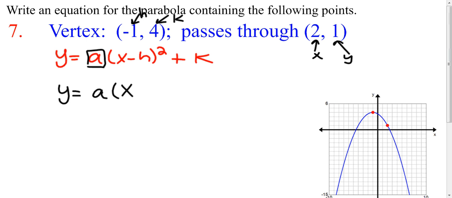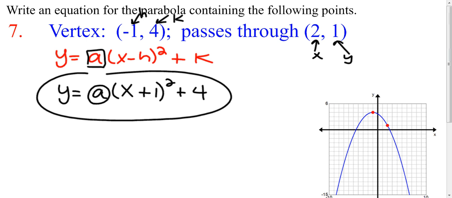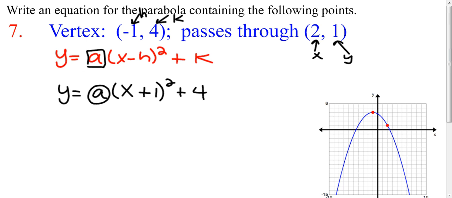I don't know a, but this is what I know my equation has to look like. It'll go x minus -1, so (x + 1) squared, and then my k is 4. If I knew a, I would be able to plug a number in, and this would be my answer. But the problem is I don't know a. So I have to plug in some other information to be able to find a and go from there. Okay, so here we go. We're going to plug in everything we know.